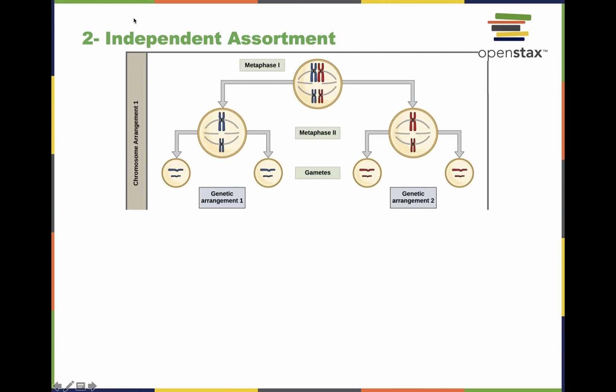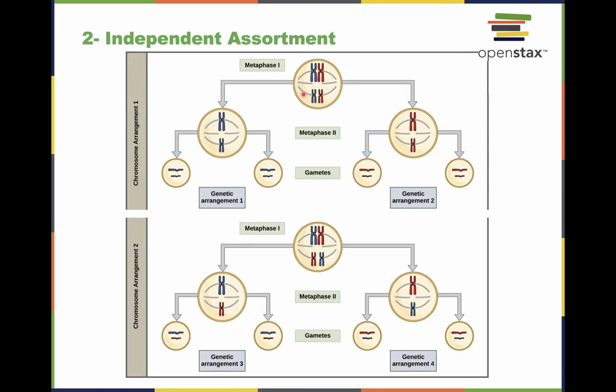But where does the word independent assortment come from? It comes from the fact that the way this top pair sits on the metaphase plate is totally independent of how the other pair sits. So if you look at the top pair in the second situation, they're sitting in the same arrangement, blue on the left, red on the right.